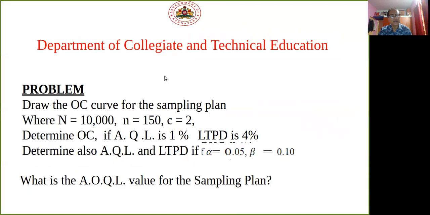So we'll take another problem here. Draw the OC curve for the sampling plan with N equals 10,000, small n equals 150, and c equals 2. If the AQL, acceptable quality level, is 1% and LTPD is 4%, determine also the AQL and LTPD if alpha equals 0.05 and beta equals 0.1. So what are the AQL values for the sampling plan? This is the problem we need to solve here.